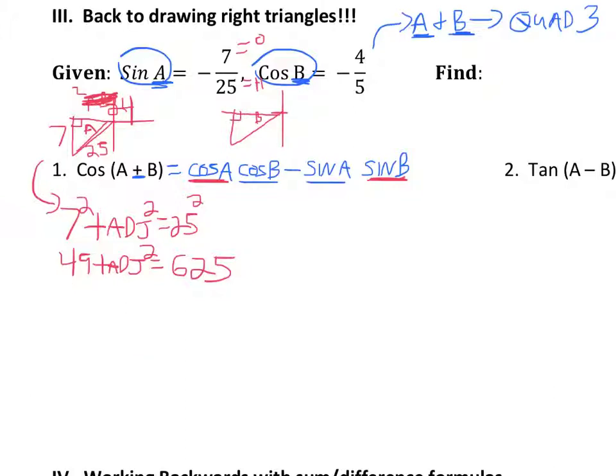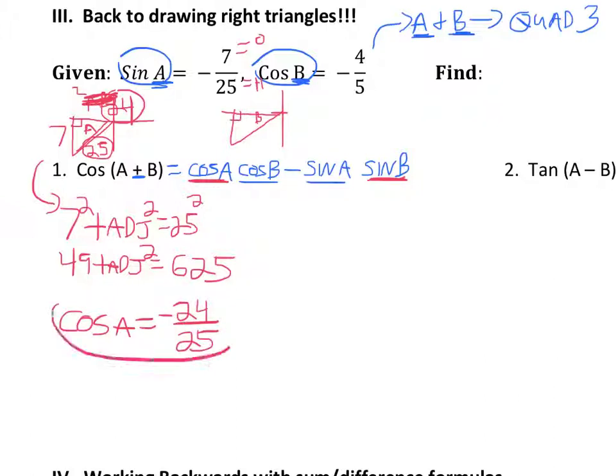Now, if I use angle A, what I could figure out is the cosine of A, which is adjacent over hypotenuse. 24 is the adjacent, 25 is the hypotenuse. Since it's in the third quadrant, it's negative 24 over 25. So I know this value. I figured this out, so I'll cross it out. Now I have to find this sine of B.